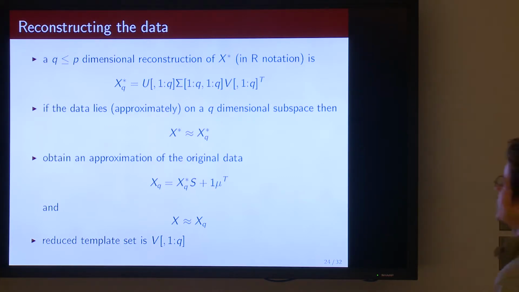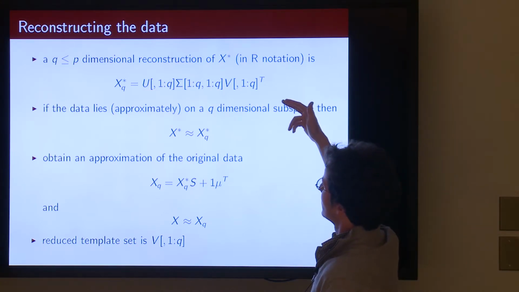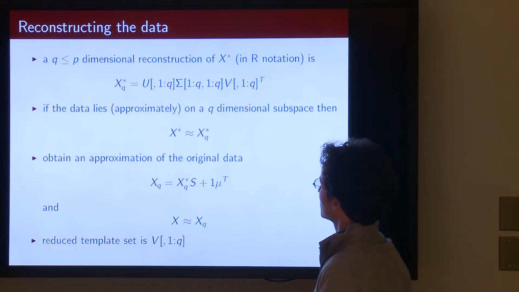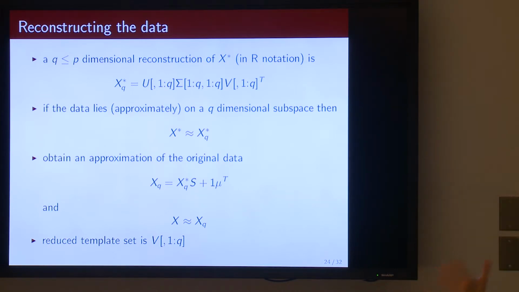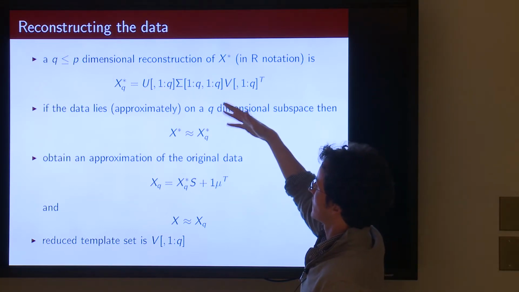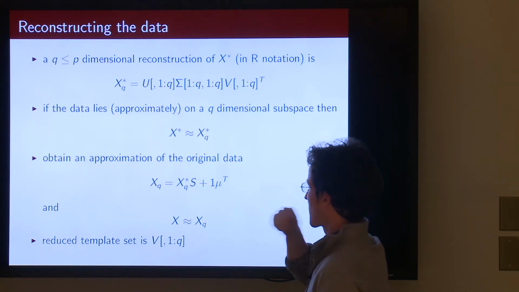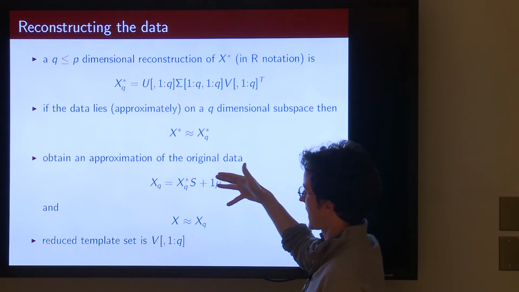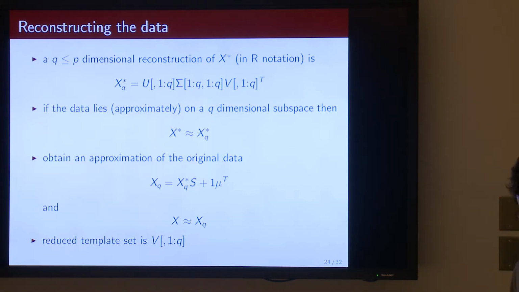X star Q is a reconstruction of X star using only the first Q principal components. If the data actually does lie on a linear subspace of dimension Q, then this approximation X star Q should be close to X star. Then we can recover the original data just by adding the mean back and scaling by S. So that's PCA, maybe the go-to tool for this problem.